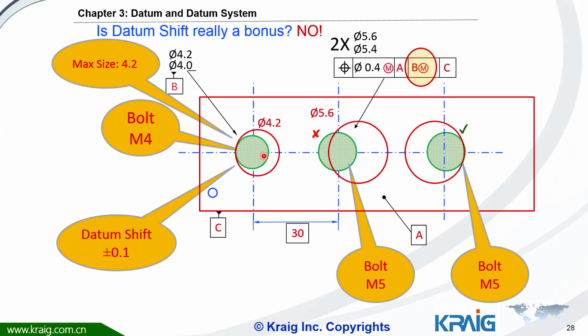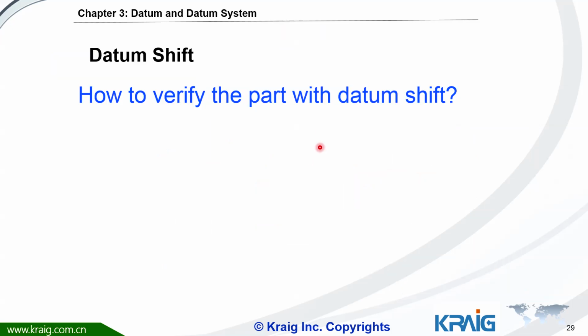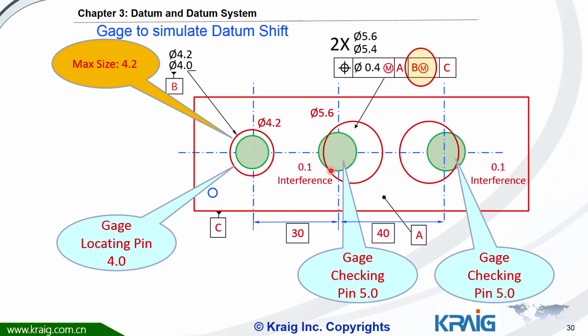And what about we move to the right? Once you move the whole component to the right, here is okay, but here there's more interference, right? That's pretty much the same as the previous example. Okay, so next question here is, how can we verify the datum shift, right? The best answer is make the gauge. Make the gauge. Okay, how to make a gauge?